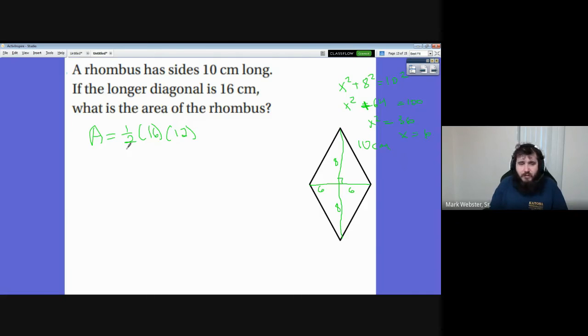Well, now let's multiply that out. We've got half of 16. Multiply that out. 8 times 12. And then what do we got? Centimeters here. So we got centimeters squared. Final answer.